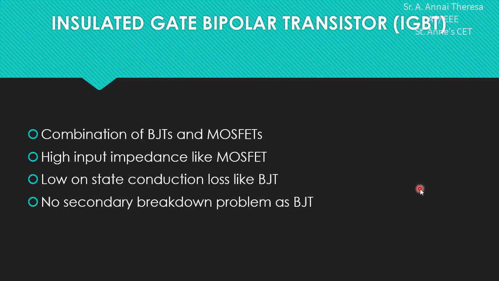In this session, we will see about the insulated gate bipolar transistor, that is IGBT. An IGBT combines the advantages of both BJT and MOSFET. An IGBT has high input impedance like MOSFETs and low on-state conduction loss like BJT. However, there is no secondary breakdown problem as with BJTs.